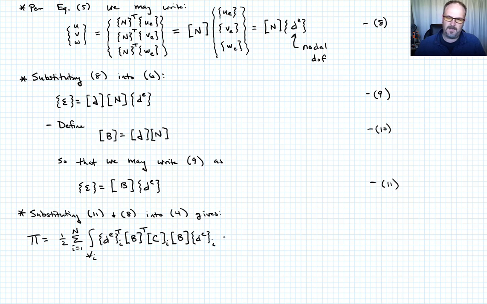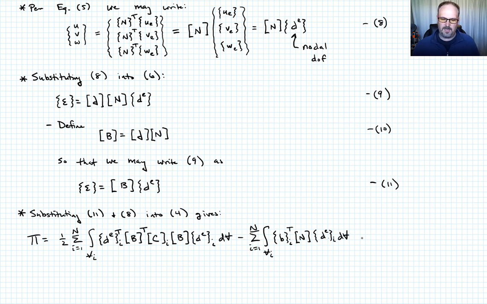de_i rather. Okay, dV, so that's the first term, minus the sum from i equals 1 to n, now of the integral over Vi, and this term is little b transpose i for that element, times N times de_i, dV, and then our final term is a minus the sum from i equals 1 to n, integral over now Si of the traction portion of that, times the traction of the ith element, N, de_i, dS. Okay, call this equation 12.